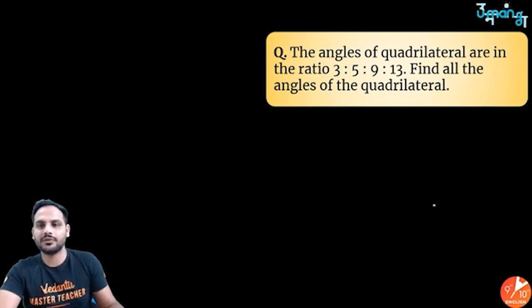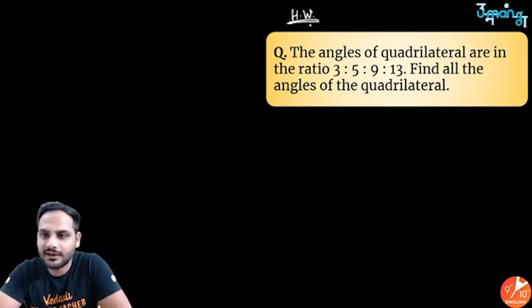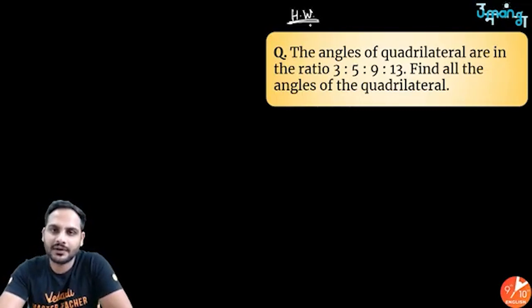Okay. Chalo. Now, this is one homework question for you. Please solve this homework question. Let me know what will be the answer. Angles of a quadrilateral are in this ratio. Find all the angles of the quadrilateral. Okay, beta, you have to find out all the angles of a quadrilateral.